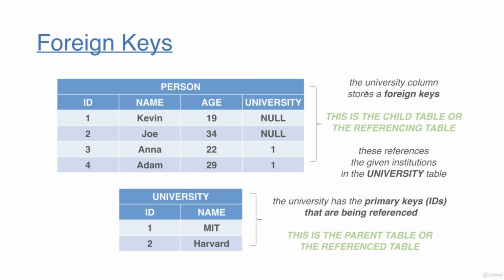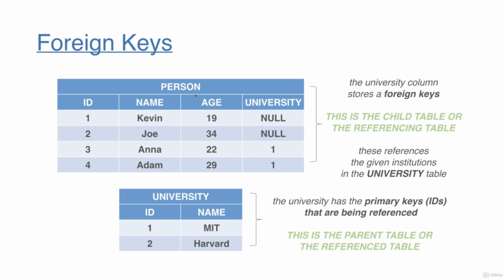So the university column stores a so-called foreign key, and this is the child table or the referencing table. These values are referencing the given universities in another database table. So this is the child table, and the university is the parent table or the reference table. Okay, and as you can see, the university has the primary key in this case. So the university database has 2 columns, the ID and the name. And the ID, so basically the primary key of the university database table, can be present in another database table, and this is what we call foreign key.